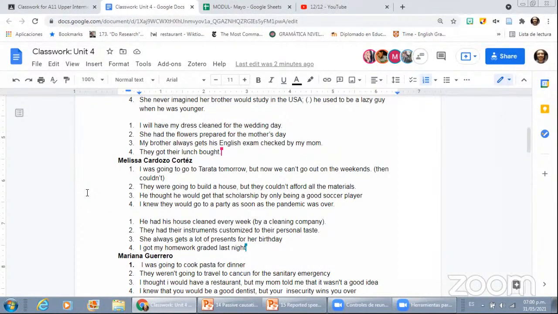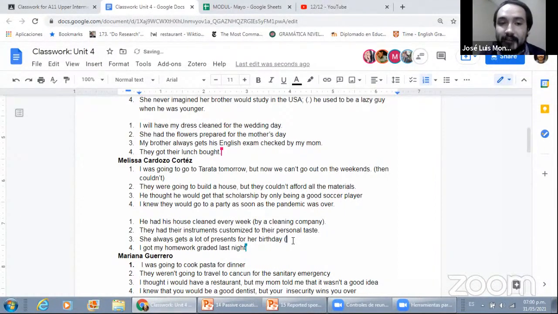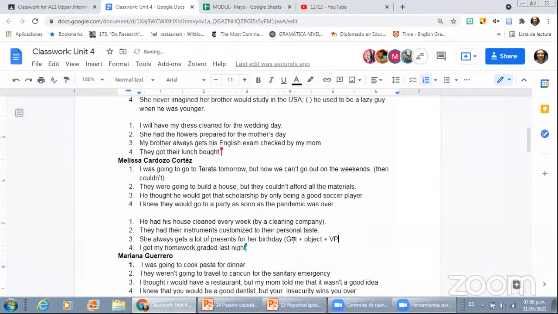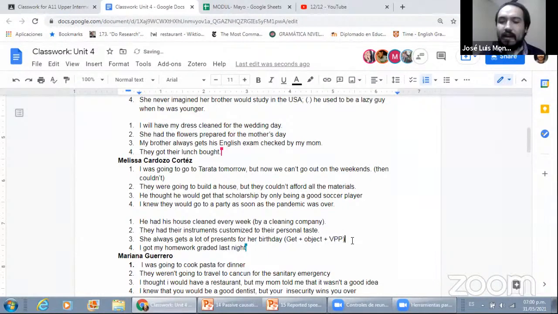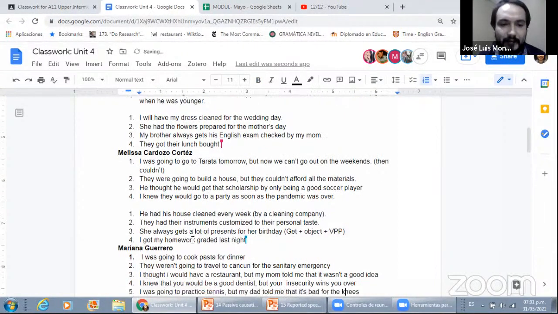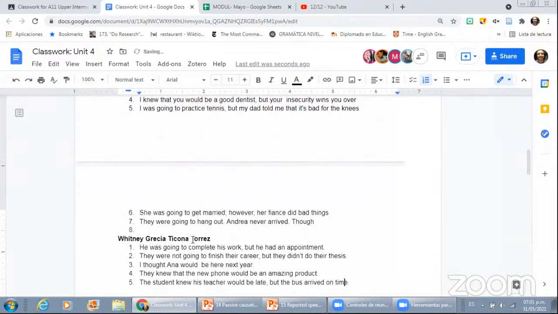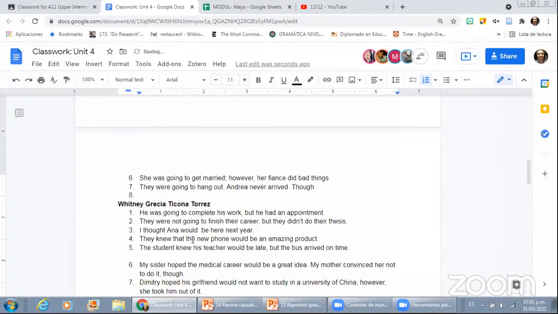So, Melissa, going back to you, remember that to change this sentence to passive causative, you need get plus object, plus the verb in the past participle. So you can have a different idea. Try to think of that example, please, Melissa. I'm going to go to your partners and I'm going to go back to you at the end. Okay, teacher.